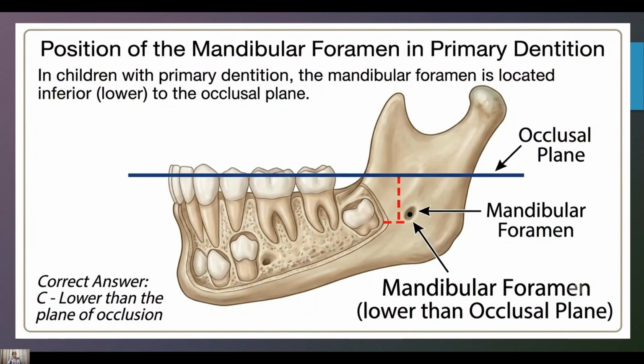This means to numb them up effectively for an inferior alveolar nerve block, you actually have to alter your technique. Aim your needle slightly lower and more posteriorly than you would for a grown-up. Keep that little anatomical shift in mind for your pediatric clinic rotations. So let's move right along to our next question.